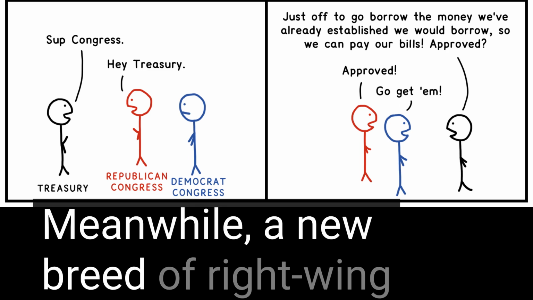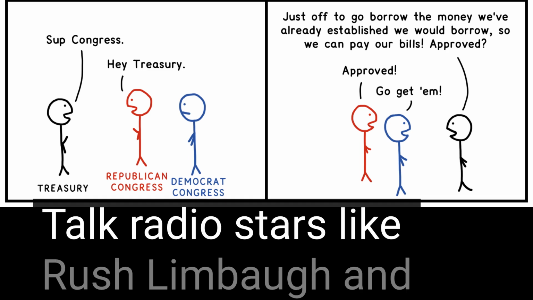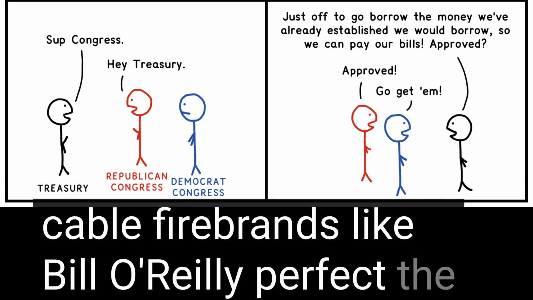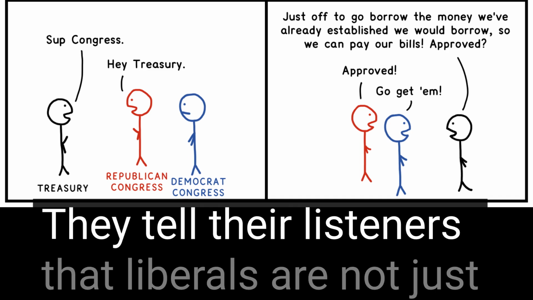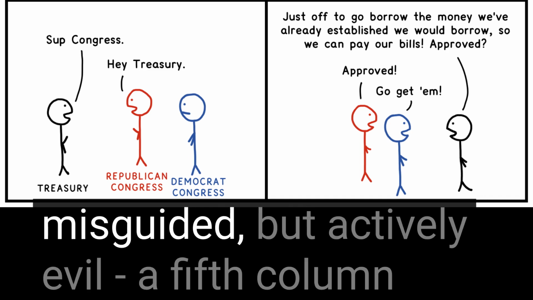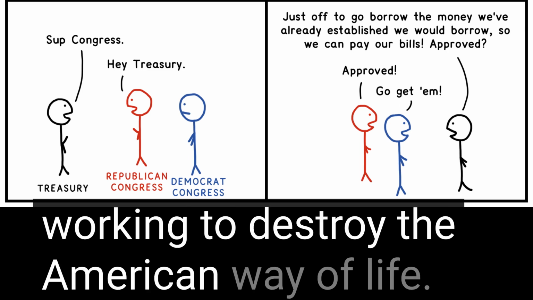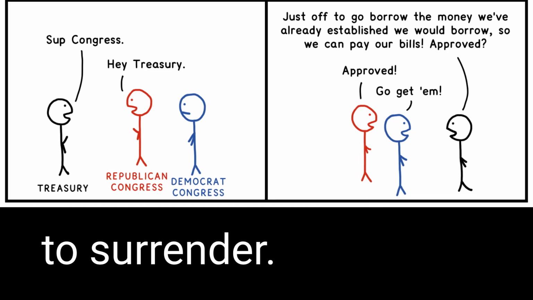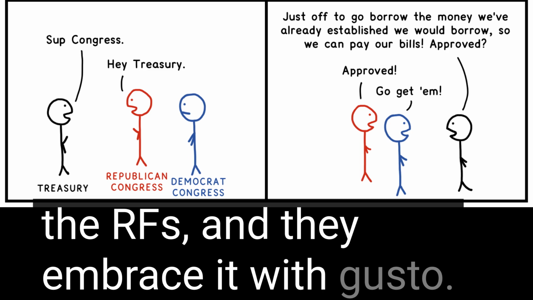Meanwhile, a new breed of right-wing media is on the rise. Talk radio stars like Rush Limbaugh and cable firebrands like Bill O'Reilly perfect the art of the perpetual outrage machine. They tell their listeners that liberals are not just misguided, but actively evil, a fifth column working to destroy the American way of life. Any compromise is tantamount to surrender. It's a worldview tailor-made for the RFS, and they embrace it with gusto.